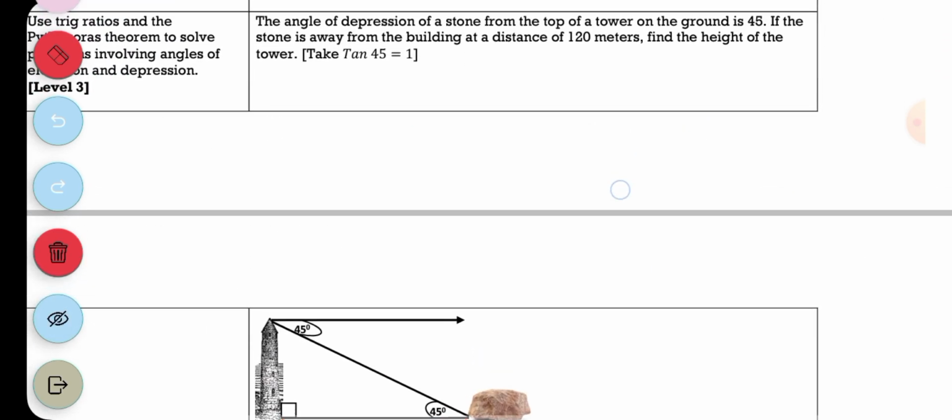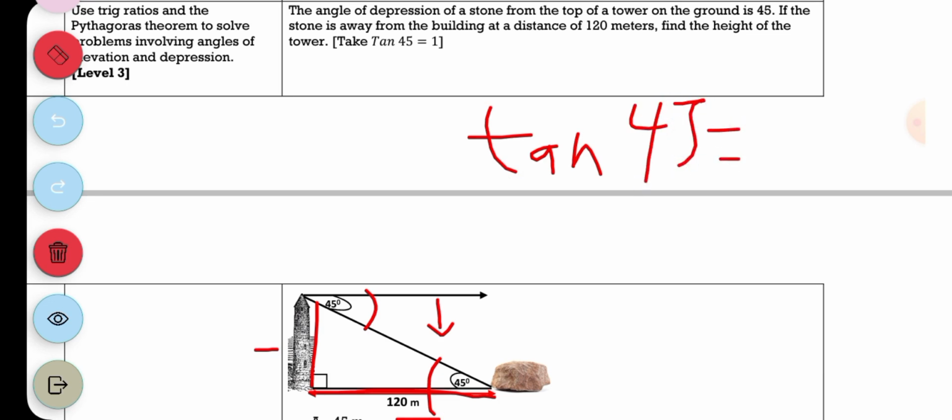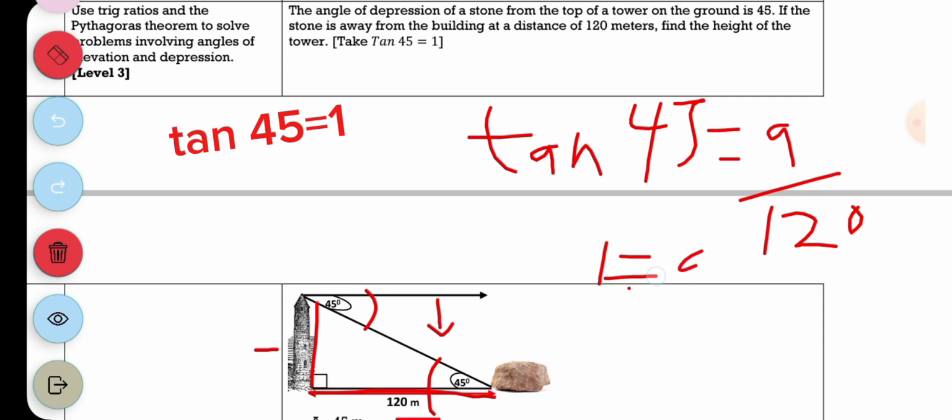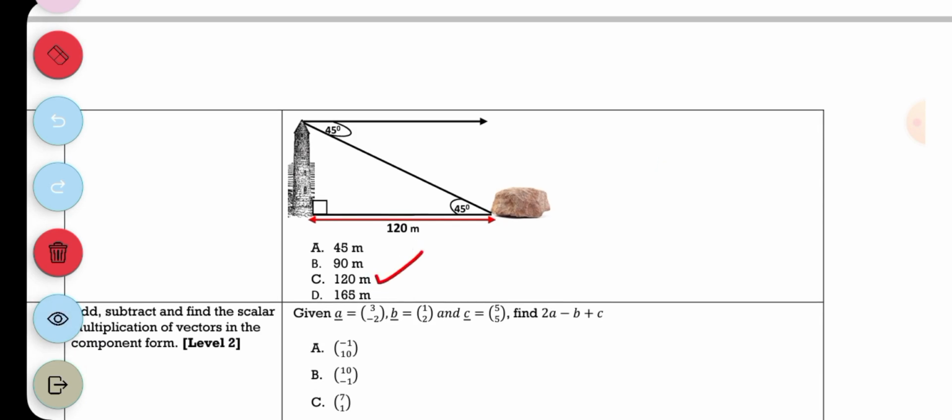There's another question on trigonometry. It says the angle of a stone on the ground from the top of a tower is 45 degrees. So this is the angle of depression moving down. If the stone is 120 meters away from the tower, find the height. So with this, you have your angle here. You have your adjacent and you need your opposite. So tan is the best to use. So tan of the angle, which is 45, equals TOA, opposite, which is what we don't know, A, over adjacent, which is 120. So 1 equals A over 120. So to get your A, cross multiply: 1 times 120 is 120. So the answer to this is C, 120 meters.